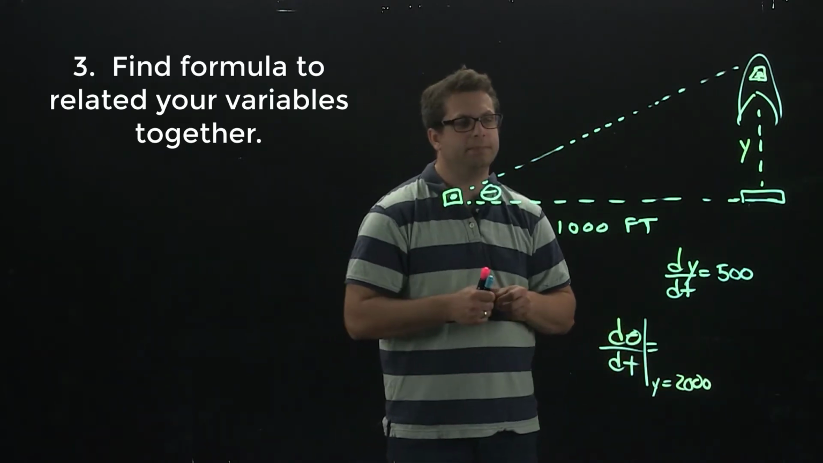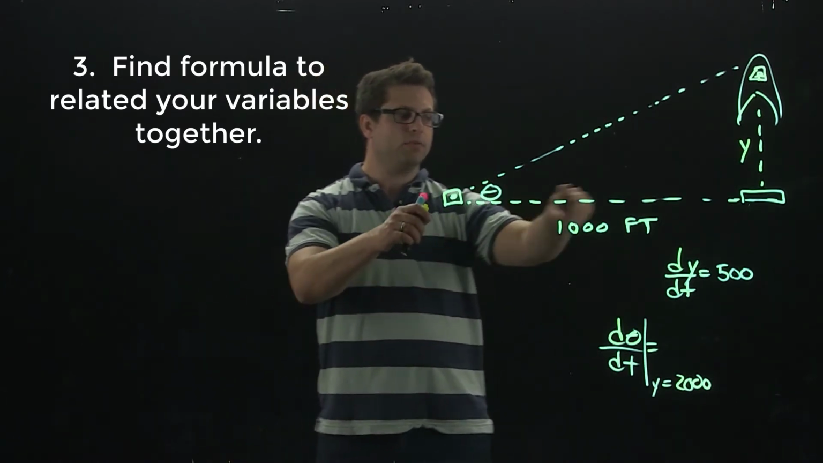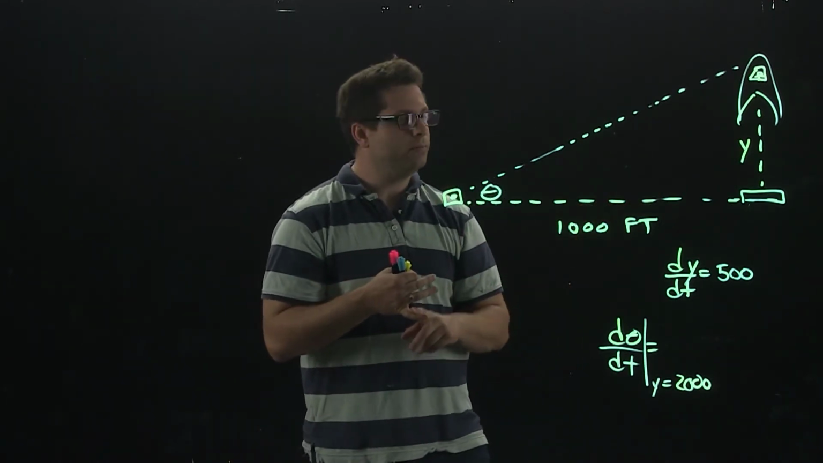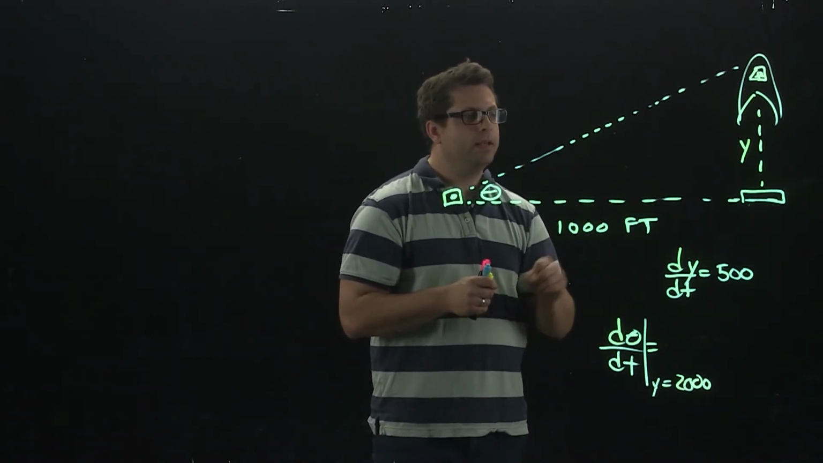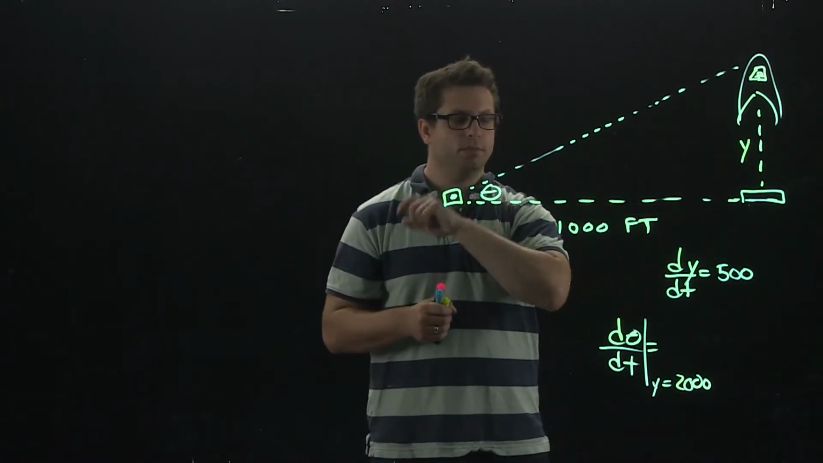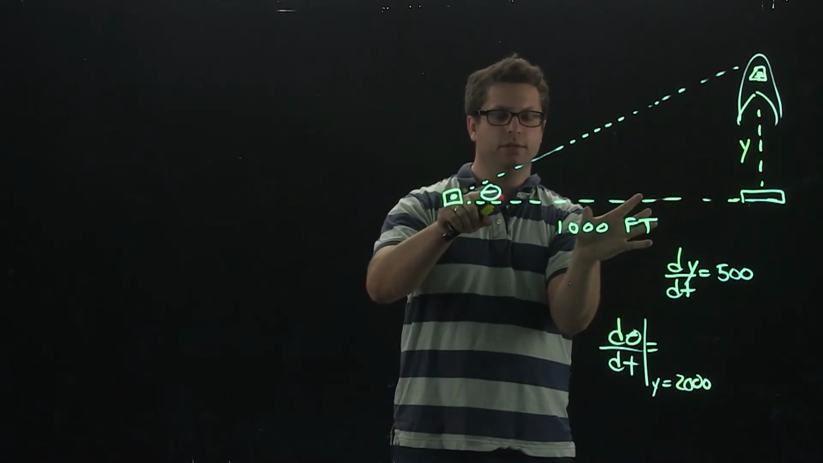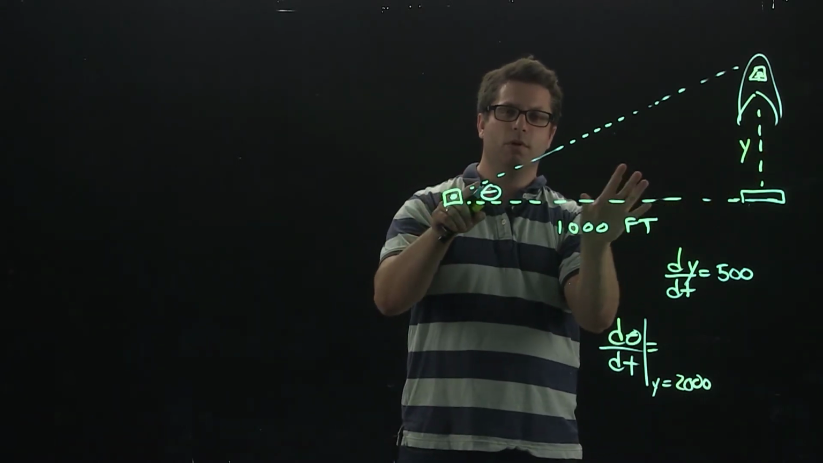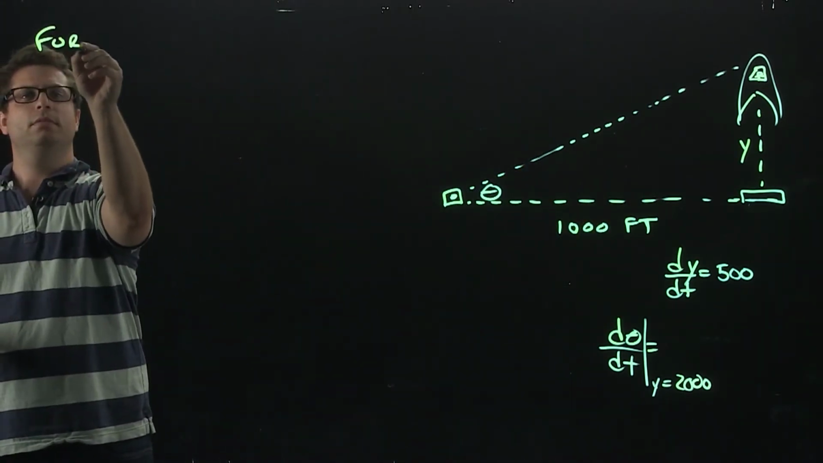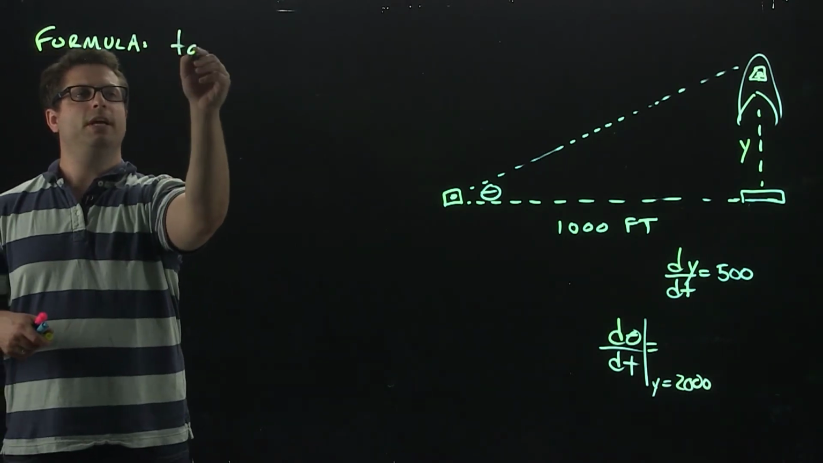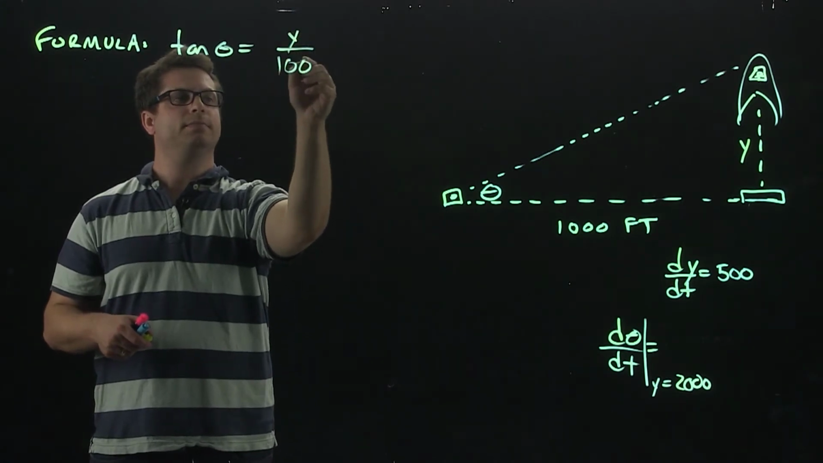So part 3 of our steps, how do we relate the variables y and theta together? Now I do have a right triangle, so we try Pythagorean's theorem, but that's not going to help us because this has a theta in it. So instead we're going to do SOHCAHTOA. We're going to relate the sides of a triangle with its angle. All right, so we have an opposite side and an adjacent side. So of the SOHCAHTOA, we're going to use the TOA, the tangent. So let's write that down as our formula. So we know that tangent of theta is going to be y over 1,000.